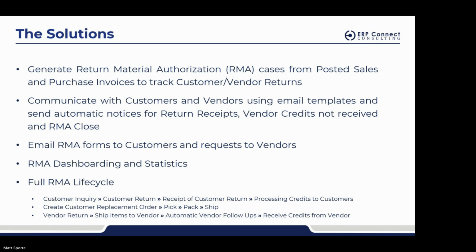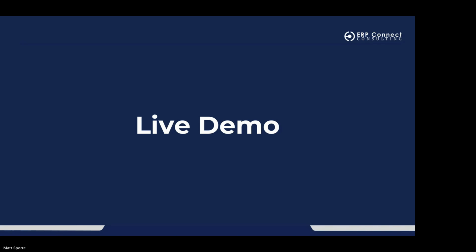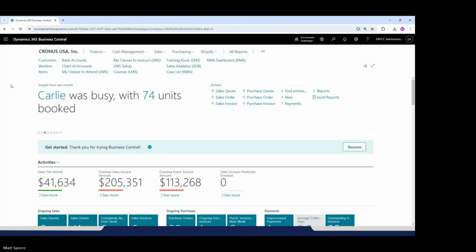So we've got the customer inquiries, they send the return, we get the receipt of their customer return, and then processing the credits. We can replace the orders as well, do the pick, pack, ship process, and then even send that back to our vendors, doing our vendor return, shipping the items to our vendors, automatic follow-ups, and then ultimately receiving those credits from those items. So I don't want to bore you with the slides. Matt's going to jump into a live demo of our RMA tool end to end. Matt, I'll let you take it over from here and I'll monitor that Q&A as you go.